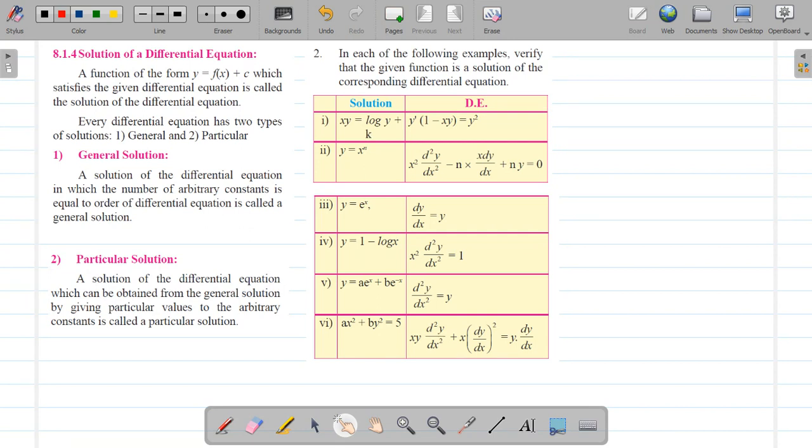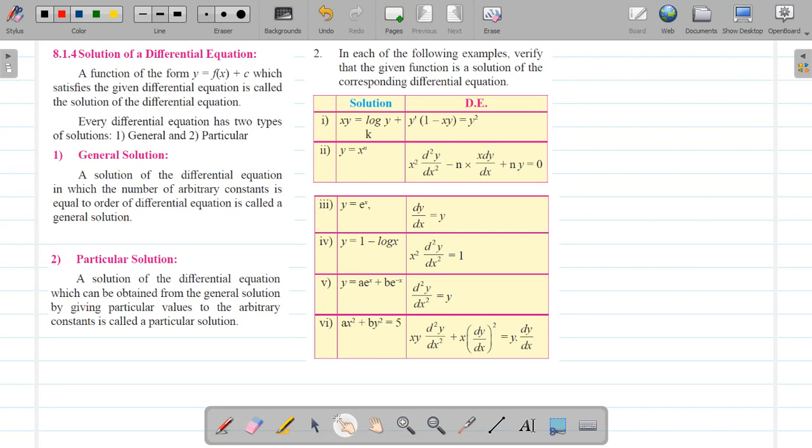Now from your exercise 8.1 there is a question that says, in each of the following examples verify that the given function is a solution of the corresponding differential equation. Now see this chart. In this chart one column is of solution and another one is of differential equation.